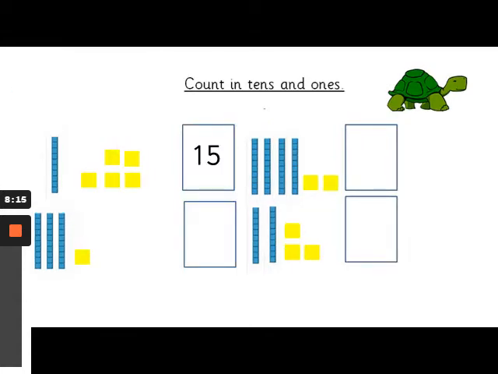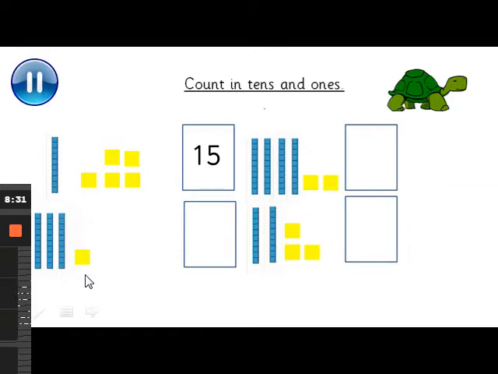Fantastic, it's 15 because it's got 1 ten and it's got 5 ones. Here we go, 1, 2, 3, 4, 5. Fantastic. Now we're going to be looking at this one beneath it. So I want you to work out what number this is representing. Brilliant, it's 31 because it's got 3 tens and it's got 1 one.